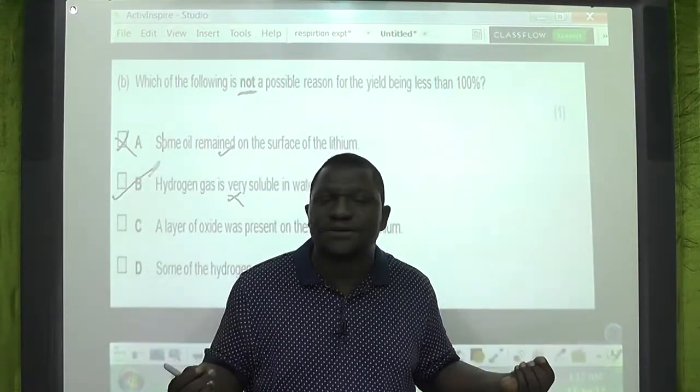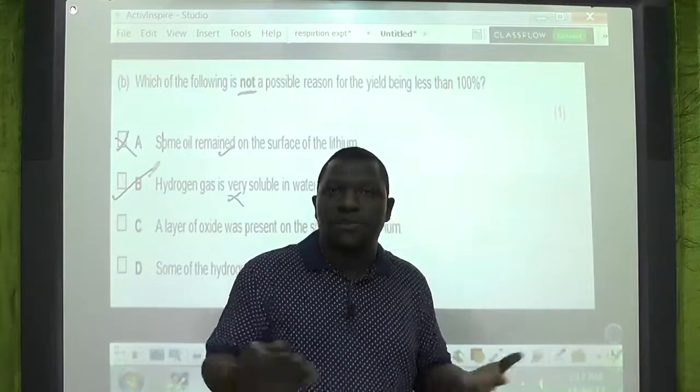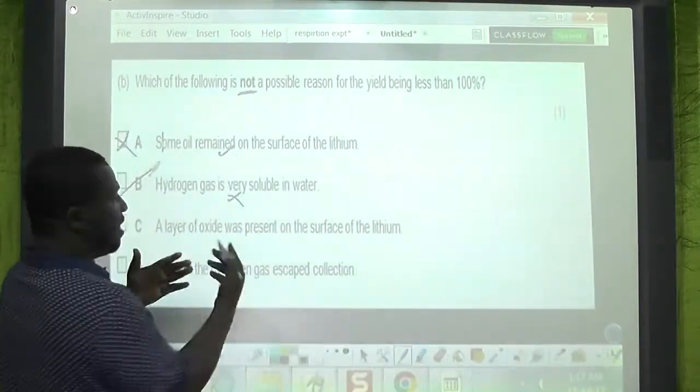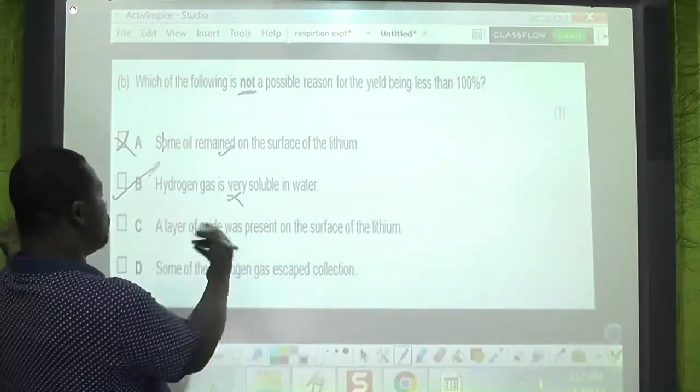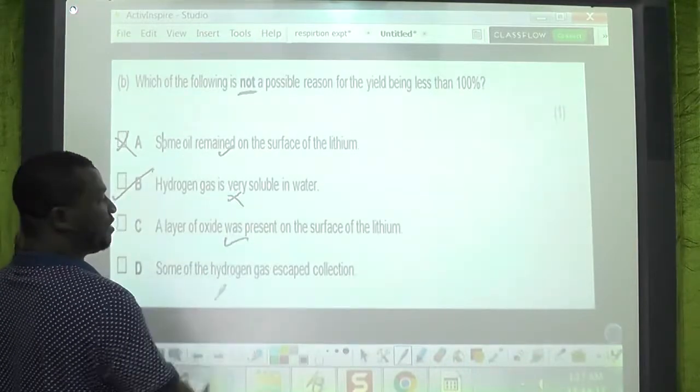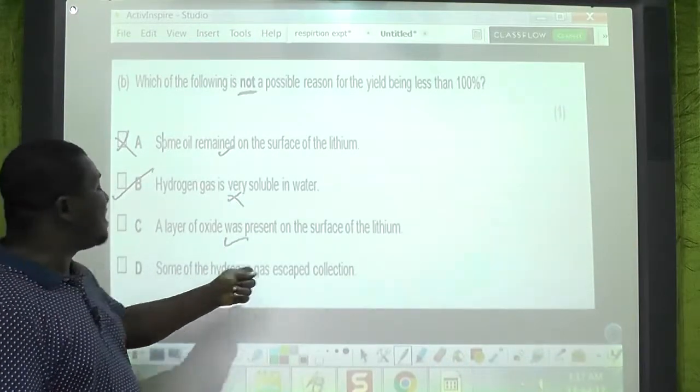So it reacts very fast. That's why you kept it there under oil, because you don't want it to form lithium oxide. If that happens, that means you will not get what you are doing. So this is also a possible reason: some of the hydrogen gas escapes collection.